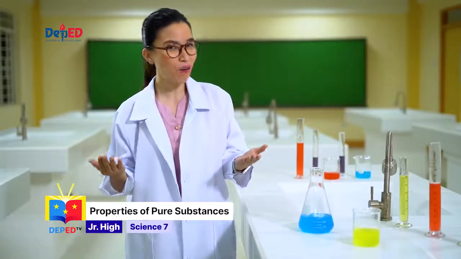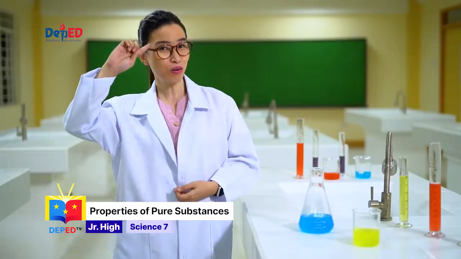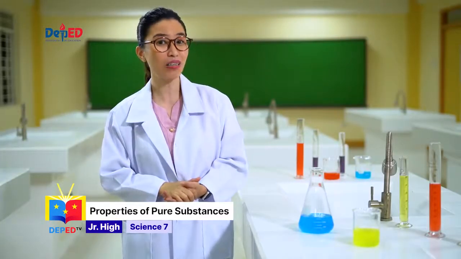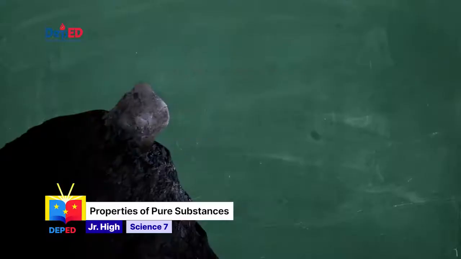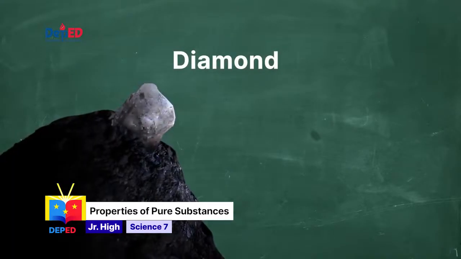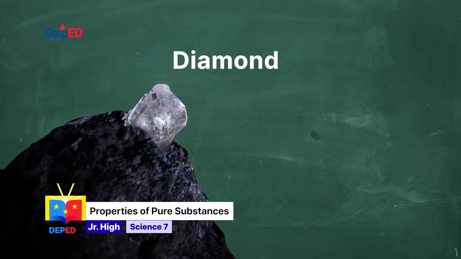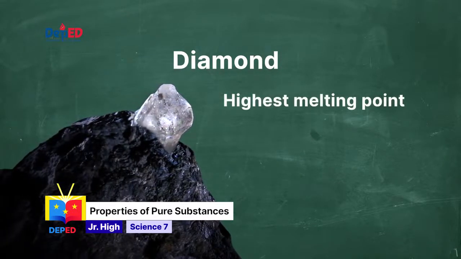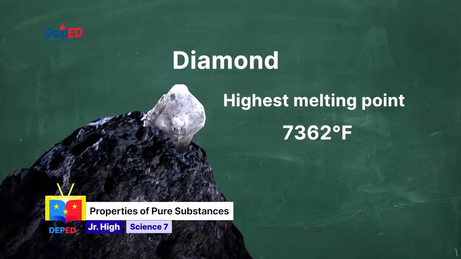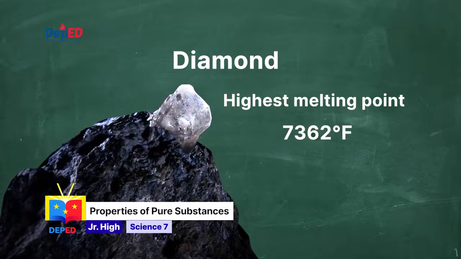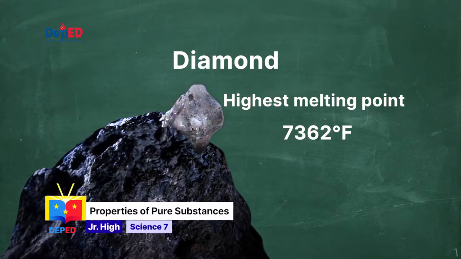Let me give you a short science fact. Did you know that the hardest naturally occurring substance is diamond? Yes! Diamond is a mineral made up of single element which is carbon under extreme heat and pressure. Diamonds have the highest melting point, approximately 7,362 Fahrenheit, and are the hardest known natural substance. The only thing that can scratch diamond is another diamond.